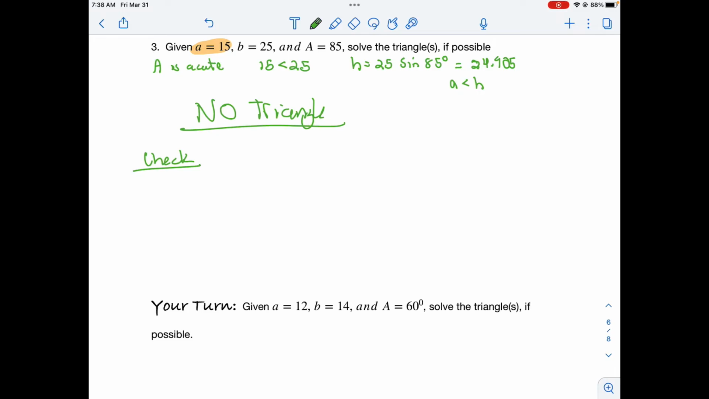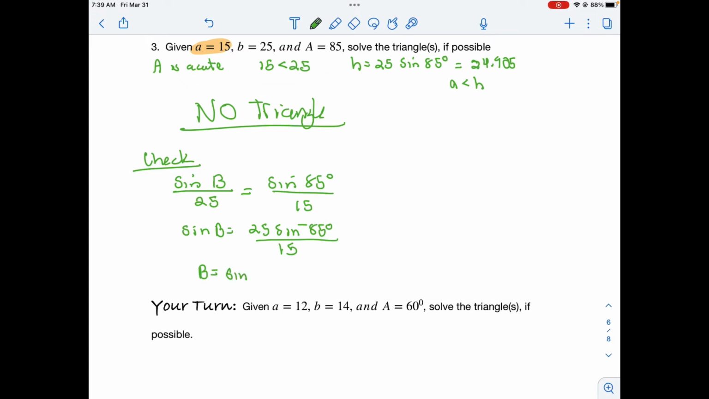There's a way you can check this. I sometimes get a little confused on my A's, B's, and H's. That happens to a lot of people. So let me show you a way that you can always figure out if you have no triangle. That doesn't help you decide between one or two triangles, but it helps with no triangle. Let's say I just tried to solve this for angle B. So I set up my proportion using the law of sines like we've done in the last example. I multiply each side by 25, and then I do the inverse sine of 25 over sine of 85 divided by 15.